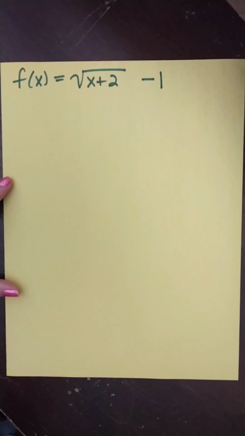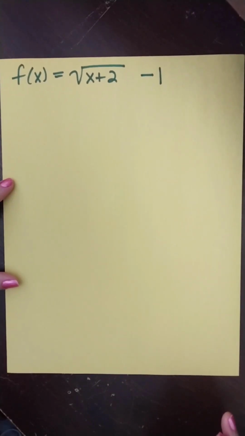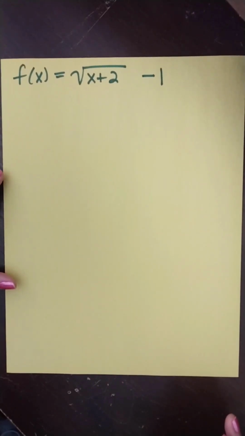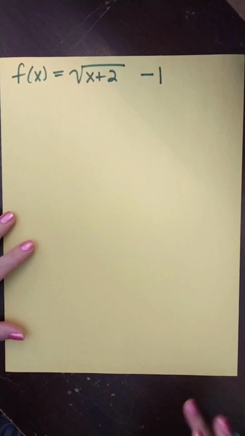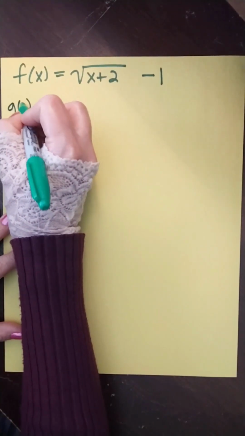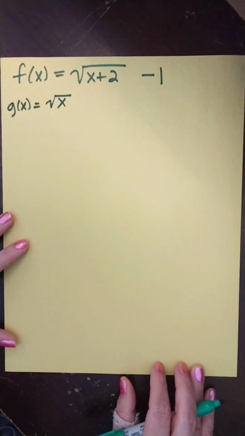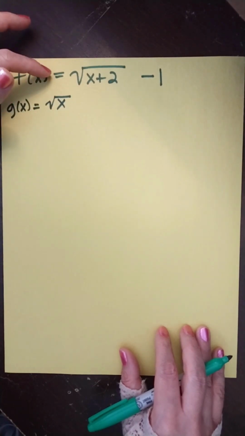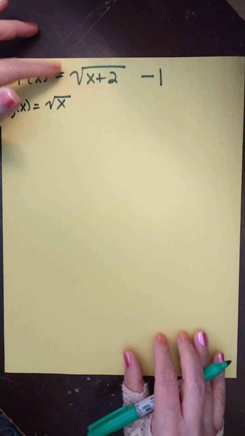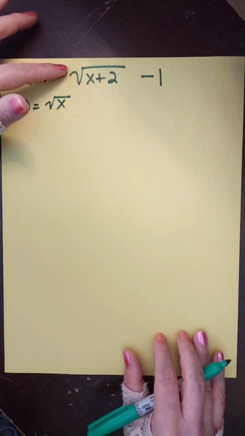And now I will graph the square root function using transformations. So again, we identify the base function. I'm going to call it g of x, and that will be the square root of x. Because again, we want to see which one of our functions listed in our textbook looks like the one that we're given. And clearly it would be the square root function because we have the square root symbol in the original.